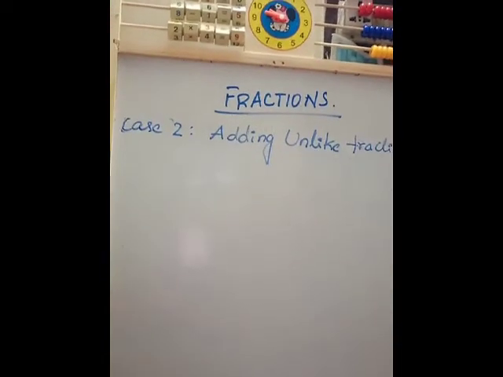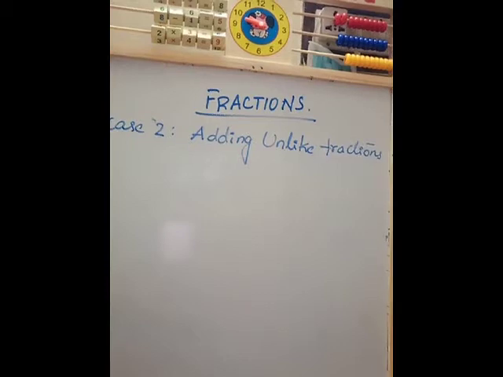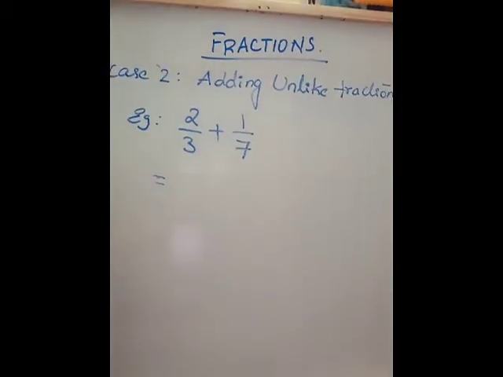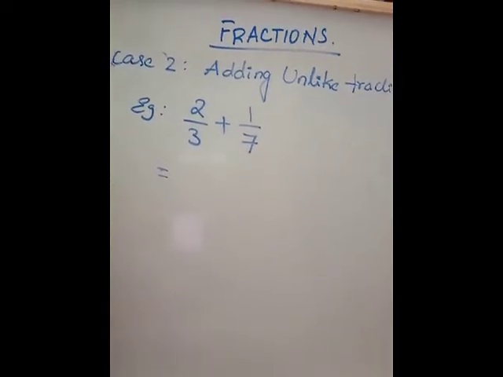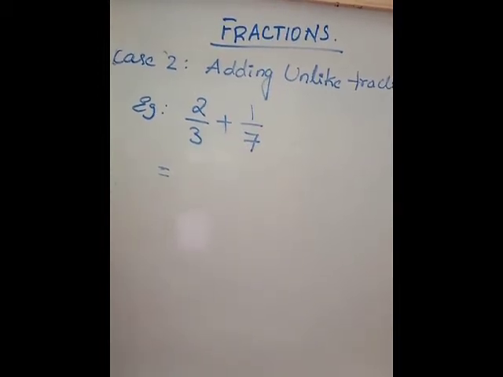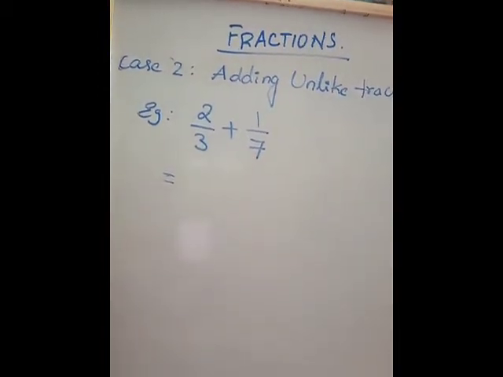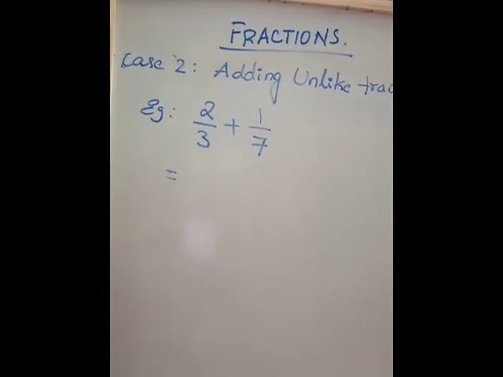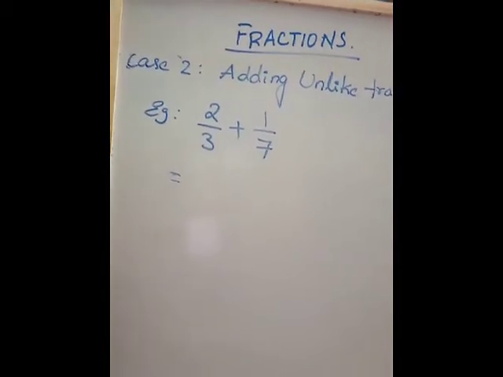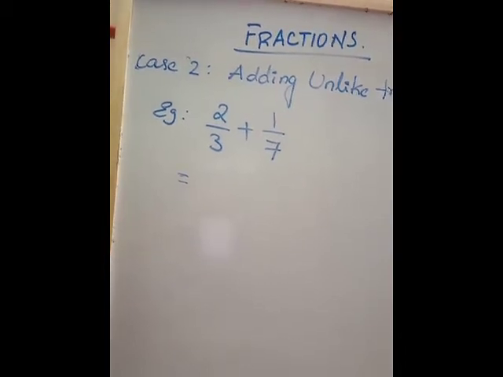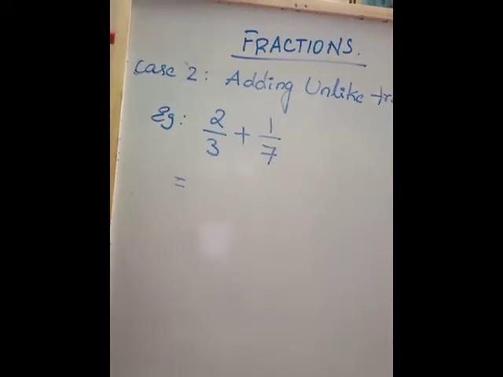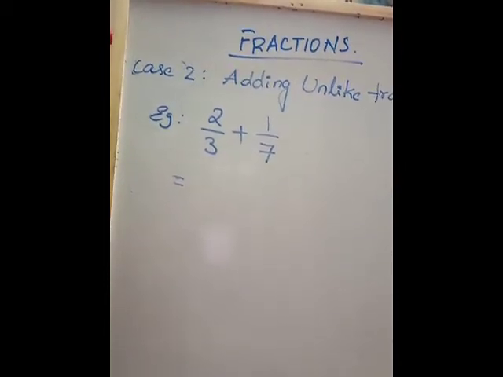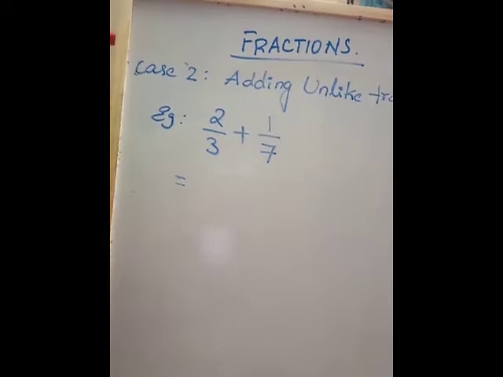Now we are going to discuss case number 2, adding unlike fractions. Here you can observe the example: 2 by 3 and 1 by 7 are both unlike fractions because they have different denominators. So how to add these unlike fractions? The basic thing you learned in your previous class is to do this operation using LCM. We'll go with this method, and later I will give you a simple method to solve this.